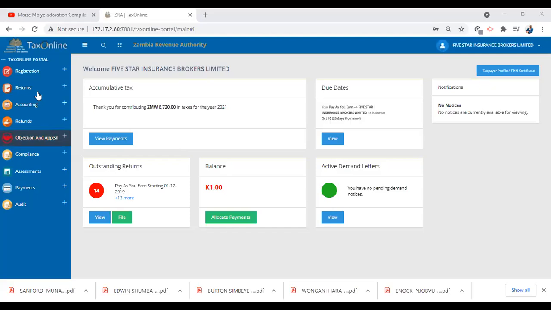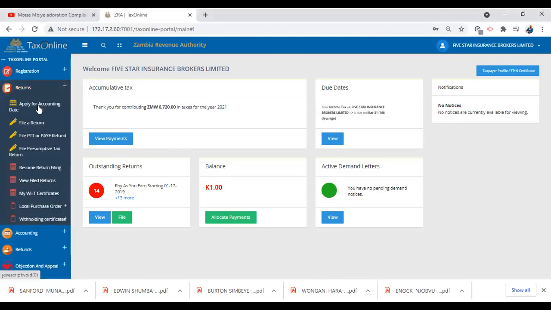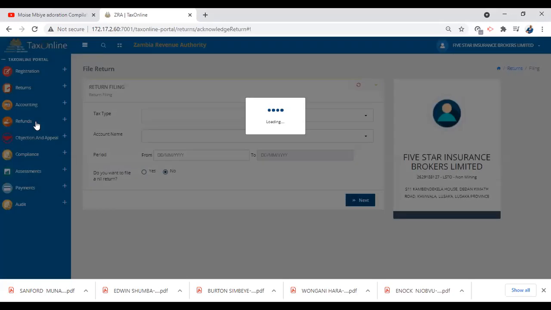So when you are trying to file the PAYE return, this is what we did. You go to our website, www.zra.org.zm. You go to login. And then once the account opens, it opens like this. Straight away, go to where it says returns, and then you go to where it says file returns. So you select file returns.